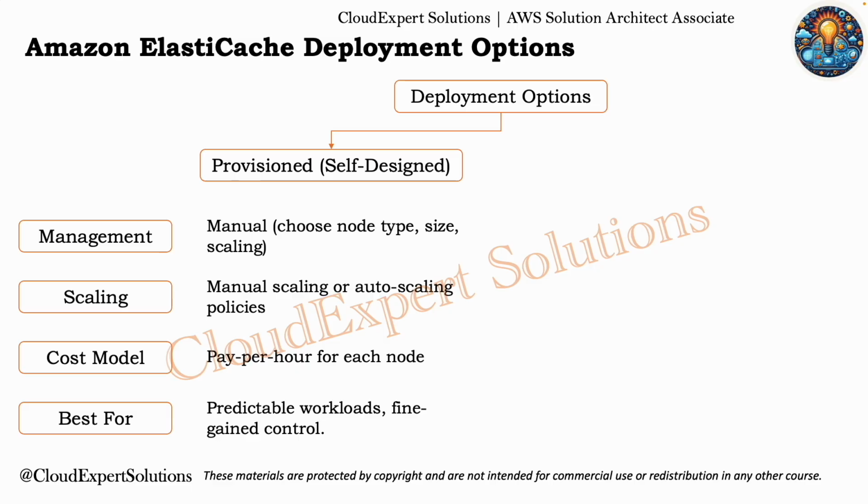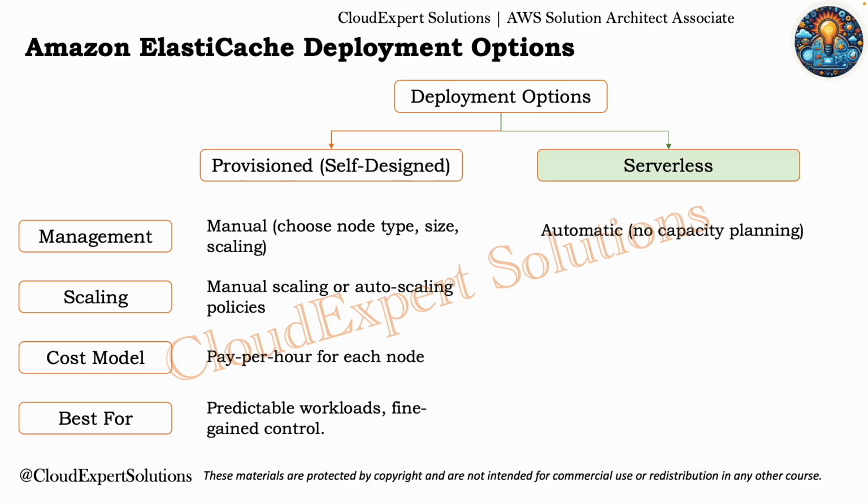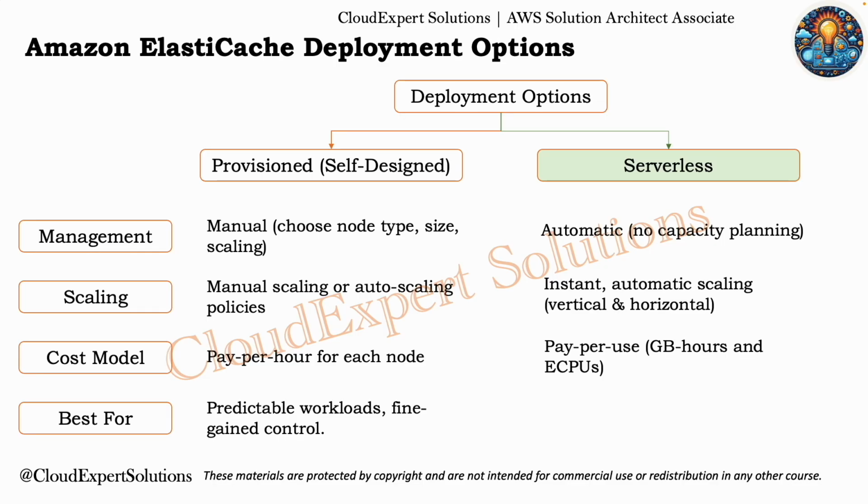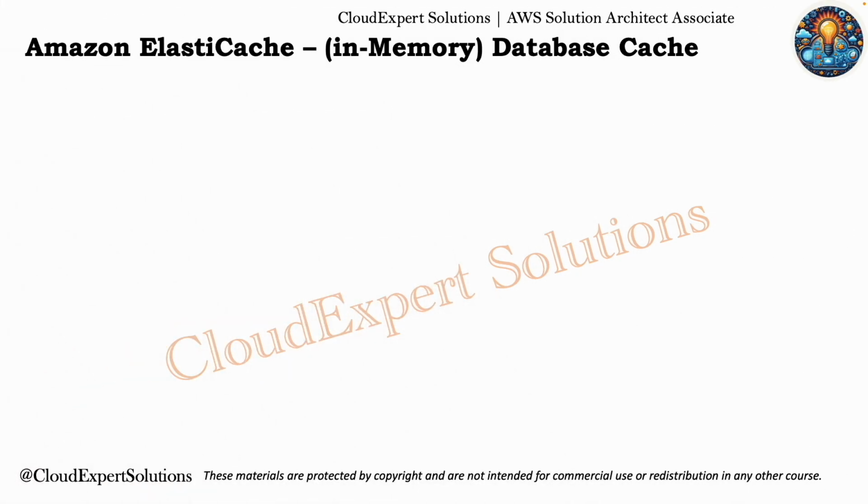The second option, which is a game changer for many, is ElastiCache Serverless. With Serverless, you simply provide a cache name and AWS handles all the provisioning and scaling automatically. It instantly scales to meet your application's demand without any downtime, and it offers a pay-per-use pricing model. This is perfect for workloads that are new, unpredictable, or where you prefer to focus on your application rather than managing infrastructure.